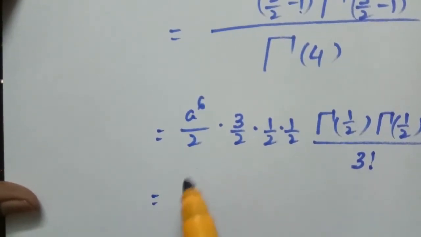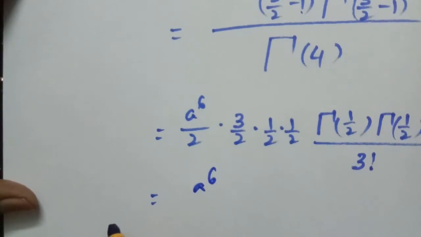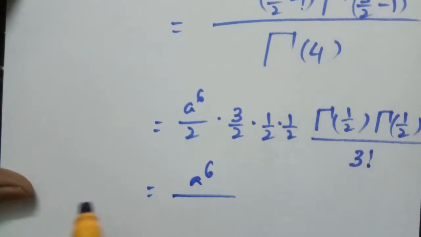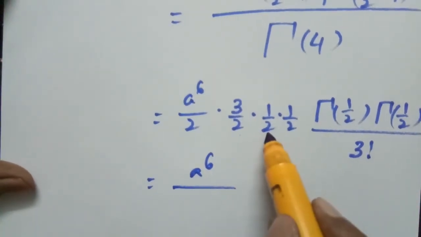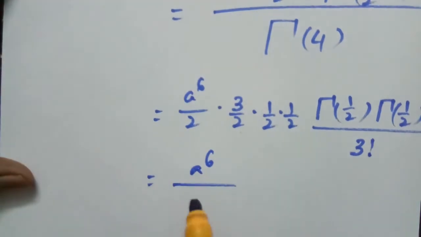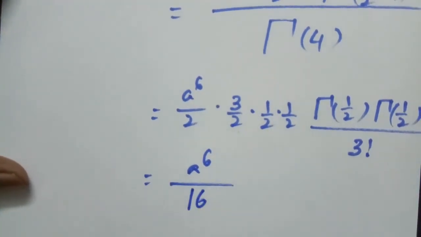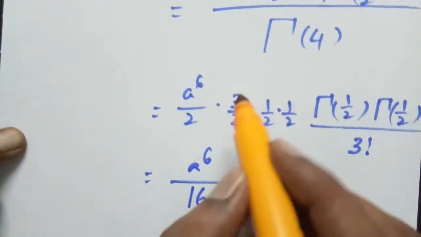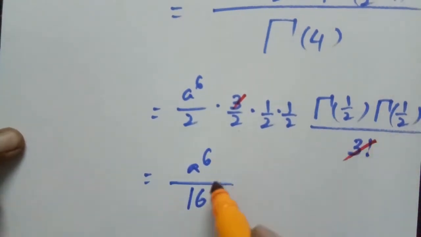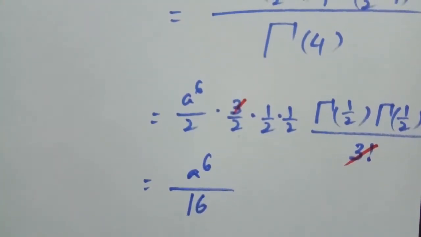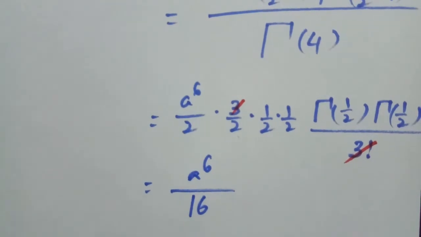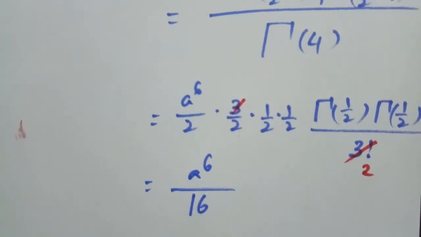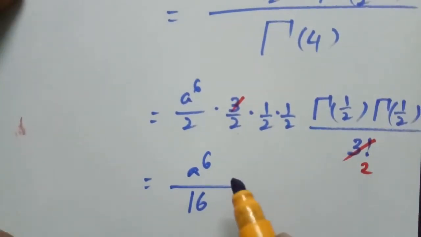here a to the power of 6, 2 into 2 into 2 into 2, that is equal to 4, 8, that is equal to 16, and also 3 factorial. 3 factorial gets cancelled, we get 2. 3 factorial means there is a 6. So 3 by 6 is equal to 2. Therefore again we get into 2, 16 into 2.